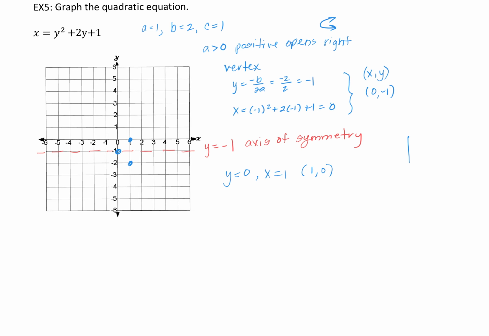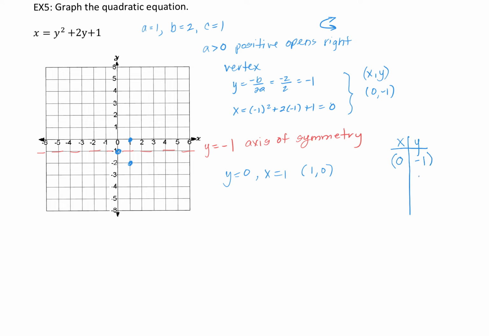It might be helpful, instead of finding points the way I've been doing by just putting in the y value and then finding the x value, to make a table of values if you find yourself graphing in the wrong order. So remember, with our vertex, we put in y is negative 1 and we got back an x value of 0. So if I were to graph it, it would be in the correct order, 0, negative 1.